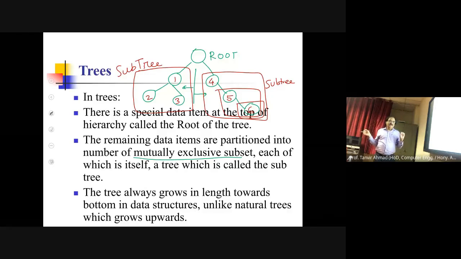But here, the root is at the minimum level in the tree in your garden, whereas this root is at the highest level. Now, if I want to draw a family tree, the root will be the person who is the highest or the senior-most person in your family. Now, the problem is that there can be no two roots. And that is one of the limitations of a tree.